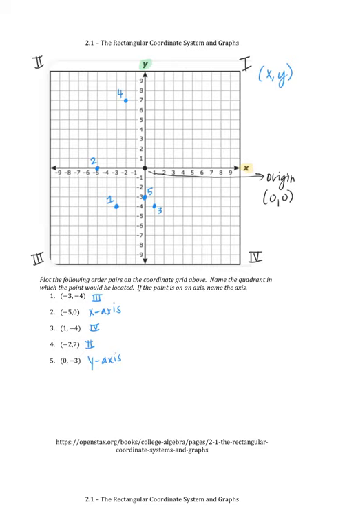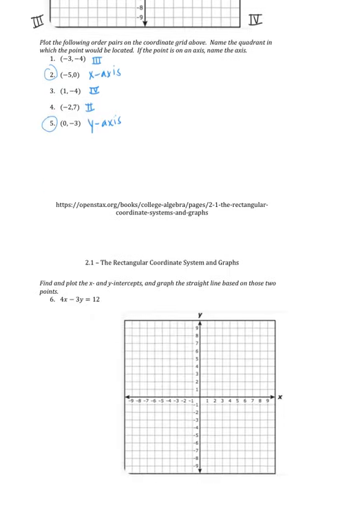A lot of times students get confused with number 2 and number 5. So you have to remember which way you're moving for each point, right? The 0, if it comes second, means up and down 0. The 0, if it comes first, means left and right 0. All right, so that's a brief introduction to the coordinate system, how to plot points, the quadrants, the origin, ordered pairs, all of that.